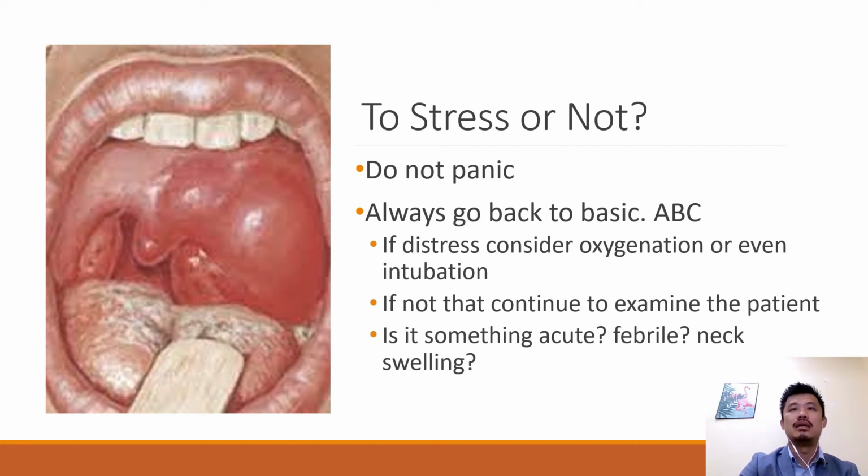Think of, like we said earlier, is it something acute? Is the patient having fever or not? Is there any associated neck swelling to help us in our differential diagnosis? If the patient is in distress, then consider oxygenation, or even intubation in certain cases if you think the patient is already in impending collapse, especially in a pediatric patient. Do not hesitate to call for backup if you are in an ED setting. For a pediatric case, call the pediatrician to come and help you, or even inform us so that we are able to come and help in whatever ways we can.